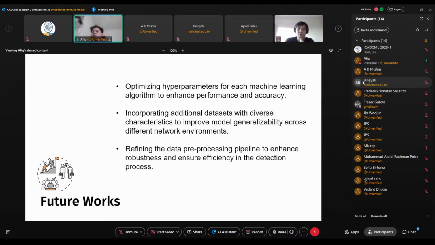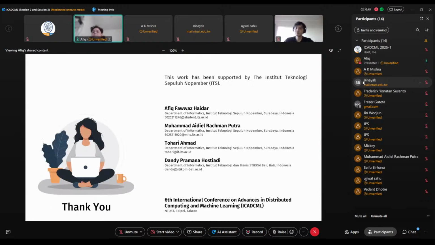Looking ahead, our future work will focus on hyperparameter tuning to optimize the algorithm performance, and then incorporating more diverse datasets to improve the generalizability of the model and also mitigate overfitting risk. Additionally, refining the preprocessing pipeline will enhance the robustness and efficiency of our framework, ensuring more reliable detection of botnet activities. And this is the end of our presentation.